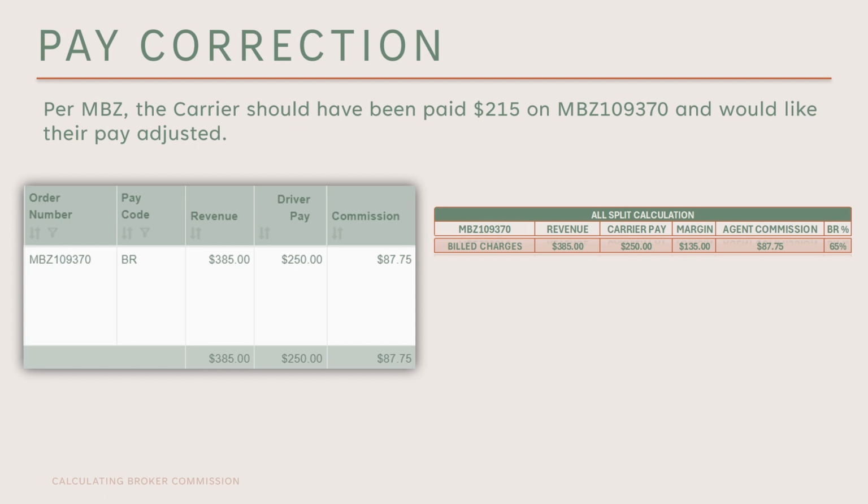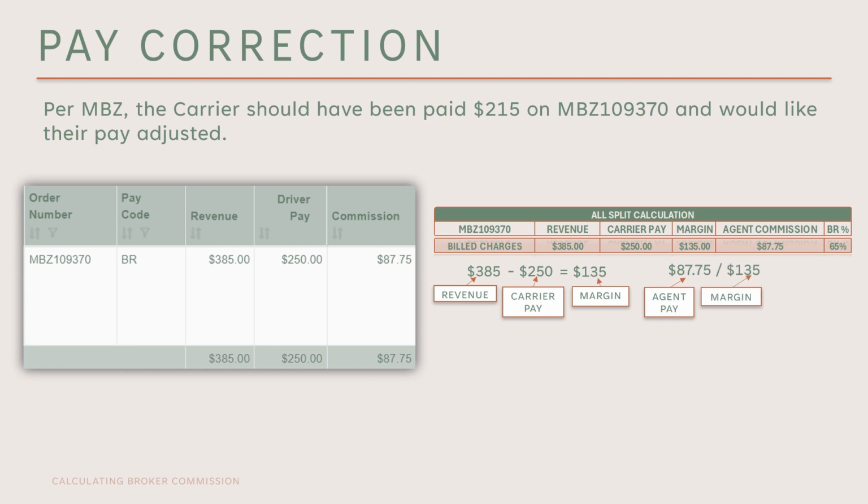And if you're wondering, hey, where did you get these numbers? I didn't see you go look anywhere else. Remember the formula that we created earlier. Taking our revenue and subtracting our carrier pay will give us our margin. From EBH, we take our agent's pay divided by our margin, and that's how we got the 65%.